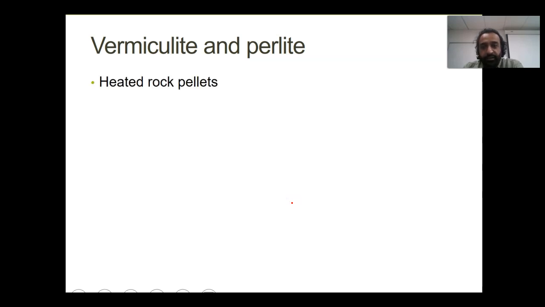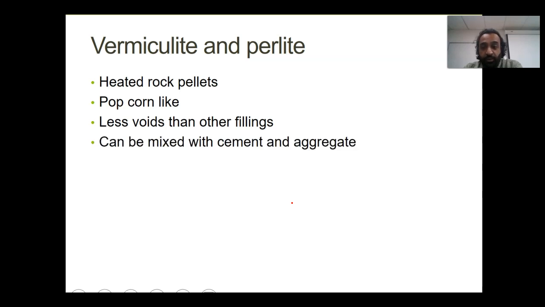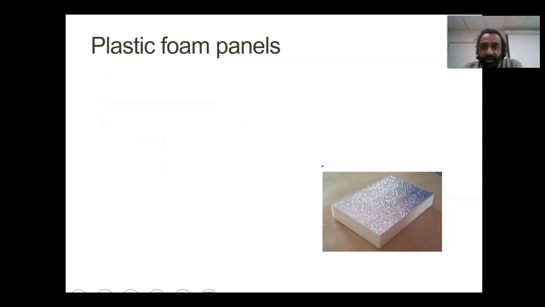Vermiculite and perlite, these are heated rock pellets. They actually pop like popcorn and they have really good density, and they have fewer voids than other fillings, and they can be packed, and you can also use them along with cement because they're strong. So you can use them with cement and aggregates. R value of 2.4 or less. That's these insulating materials.